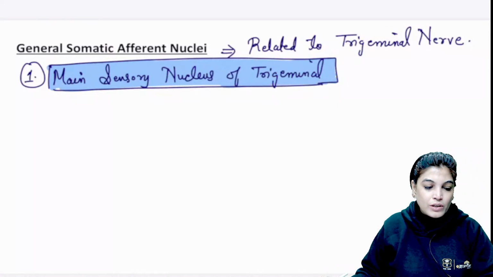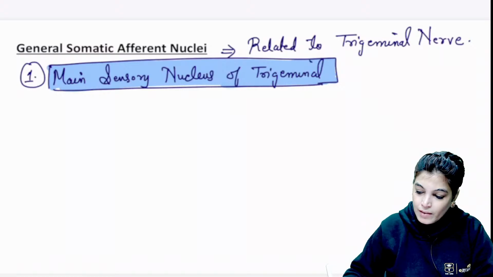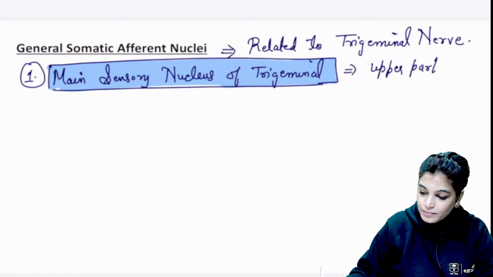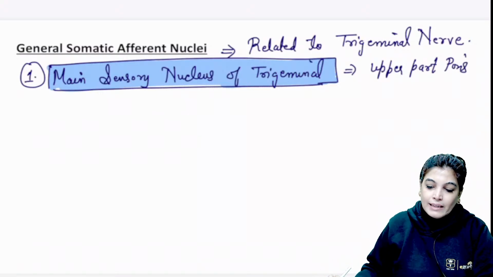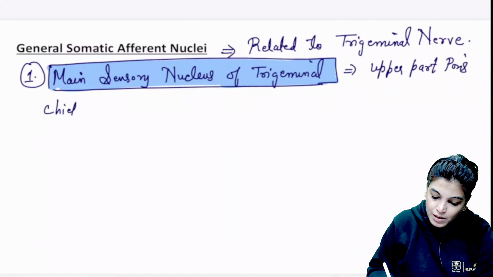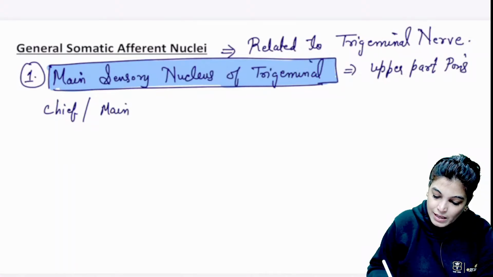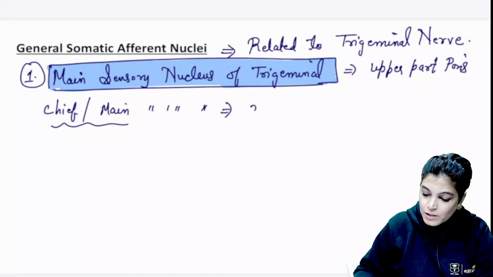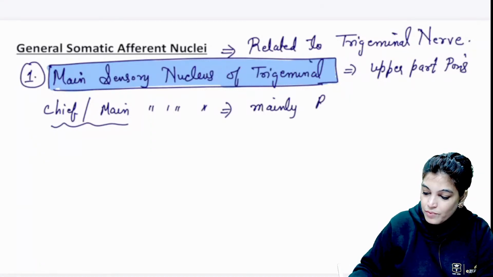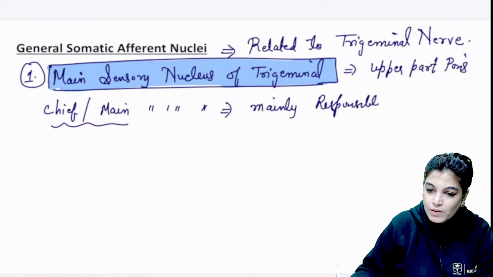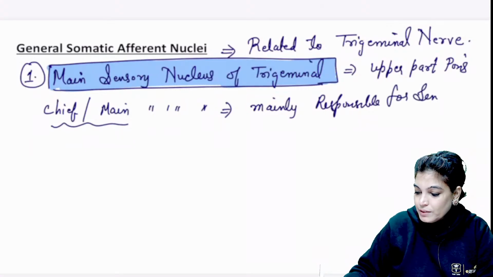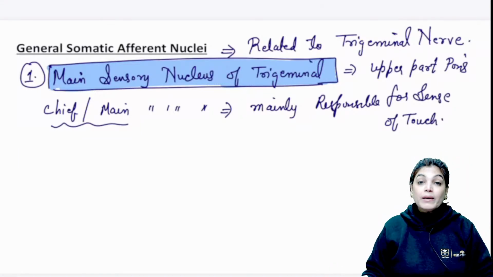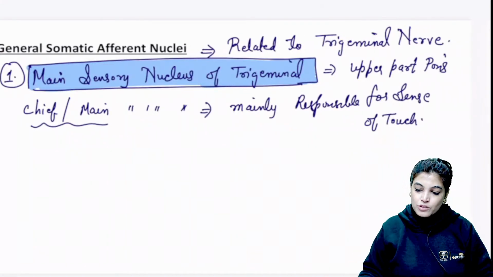The main sensory nucleus of trigeminal nerve is located in the upper part of pons. And the chief, which is also called the main sensory nucleus of trigeminal nerve, the function is, it is mainly responsible for sense of touch.